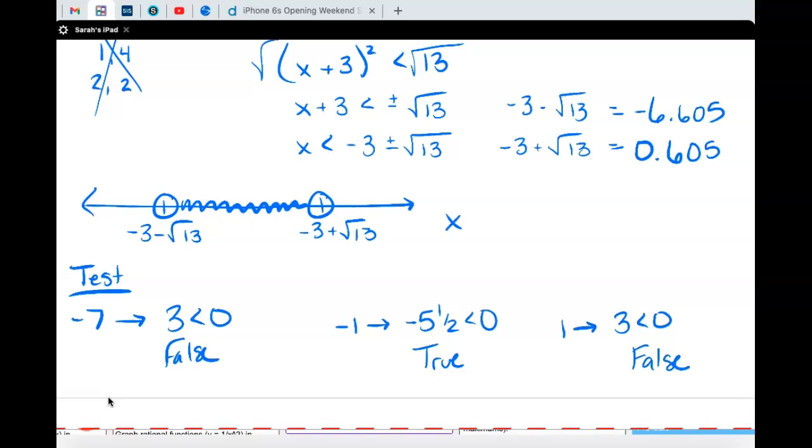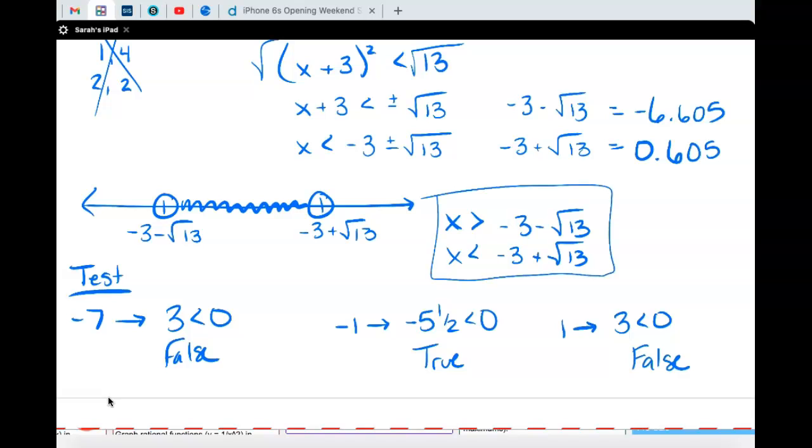So x greater than -3 minus square root of 13, or x less than -3 plus square root of 13. Just do the top one. That's it. So -3 minus square root of 13 or larger, and greater than -3 plus square root of 13 or smaller.